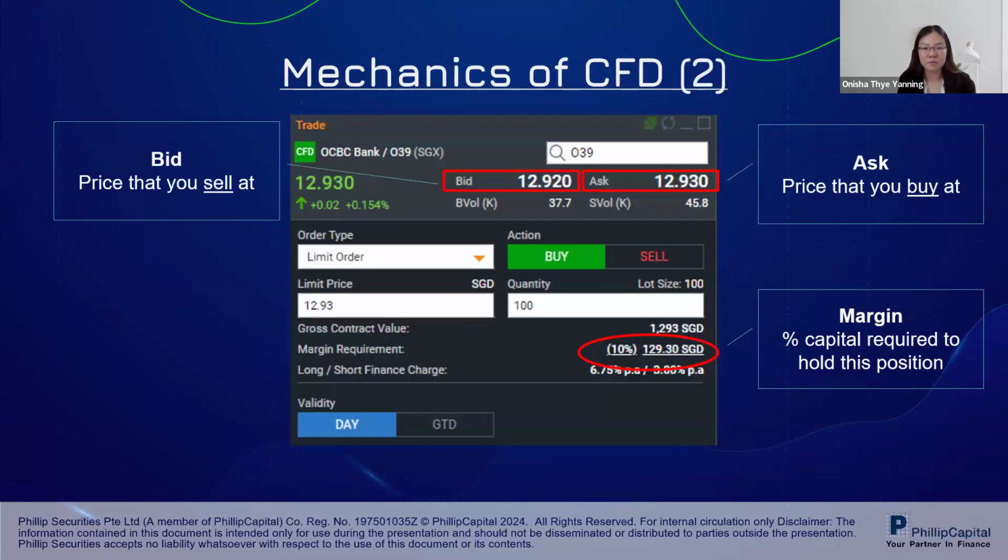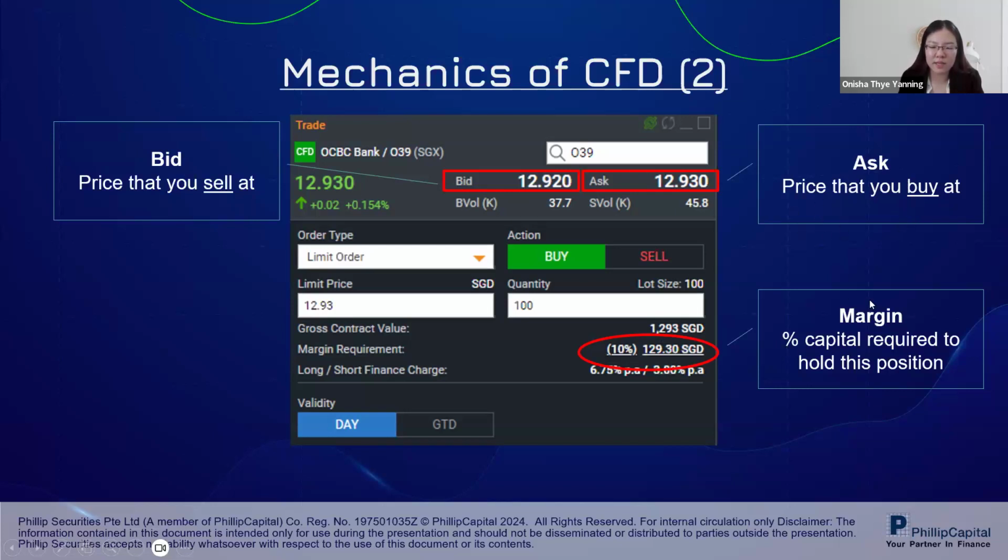Okay, simple. Now, this is an example, an order ticket from our most popular platform, which is our PointsBase platform. For this particular counter, OCBC, this CFD counter tracks the underlying share price of OCBC. So the price quoted here would be, I would not say the same, but similar to the underlying OCBC shares that you will see on our PointsBase platform too. CFD and equities are different, which I'll explain more later. So it's the same thing: this is the bid, which is the price that you sell at, and this is the ask price, which is the price that you will buy at.